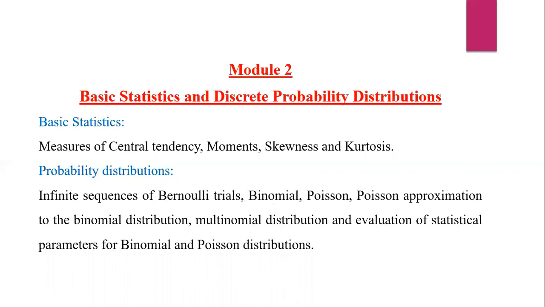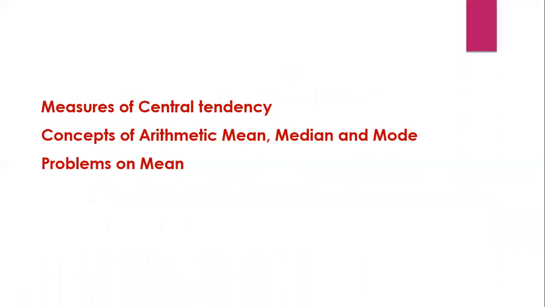In this entire unit, we will learn about the measures of central tendency, moments, skewness, and kurtosis. And these two are discrete probability distributions: one is binomial and the other Poisson, and their properties. Now, first of all, move to measures of central tendency, concepts of the arithmetic mean, median, and mode problems. So these three, we learn about the mean, median, and mode.